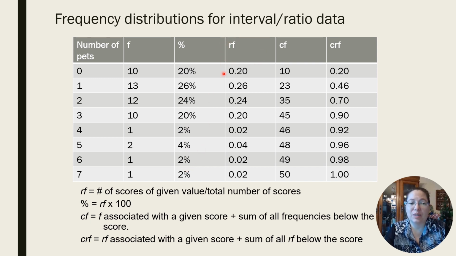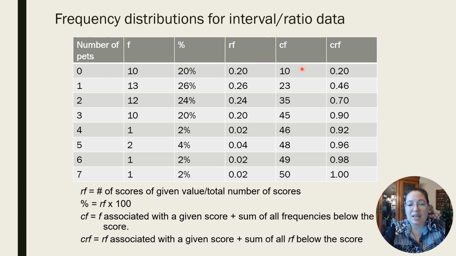The relative frequency now allows you to compare groups, basically. So this is that proportion. So out of 1, we've got 0.2 that have 0 pets, 0.26 that have 1, etc. And you see here that the numbers are the same, just that the decimal point is in a different place between the percentage and the relative frequency.